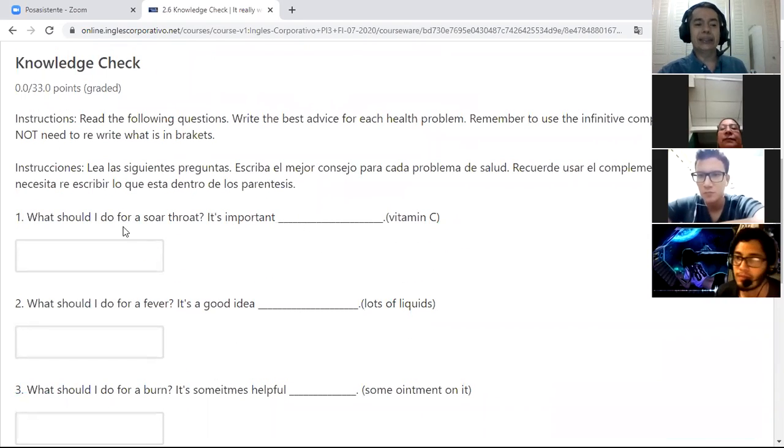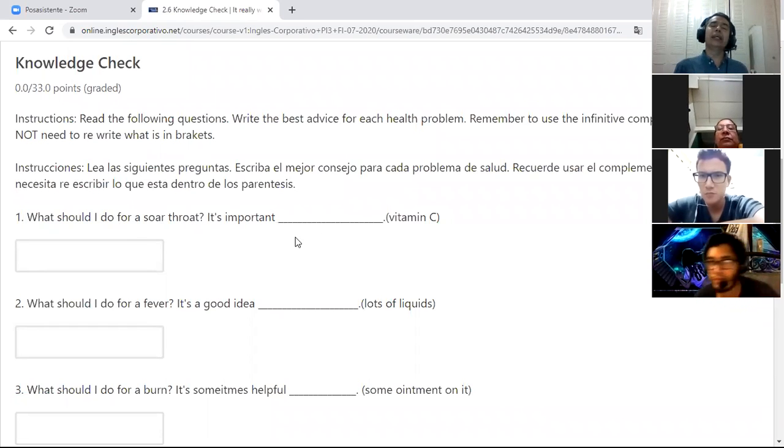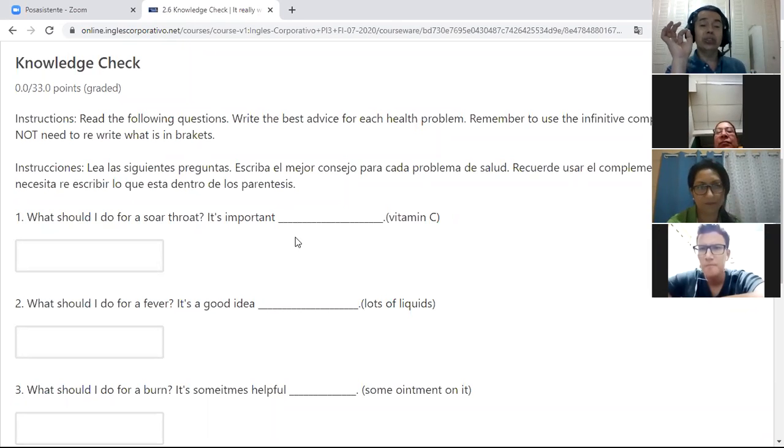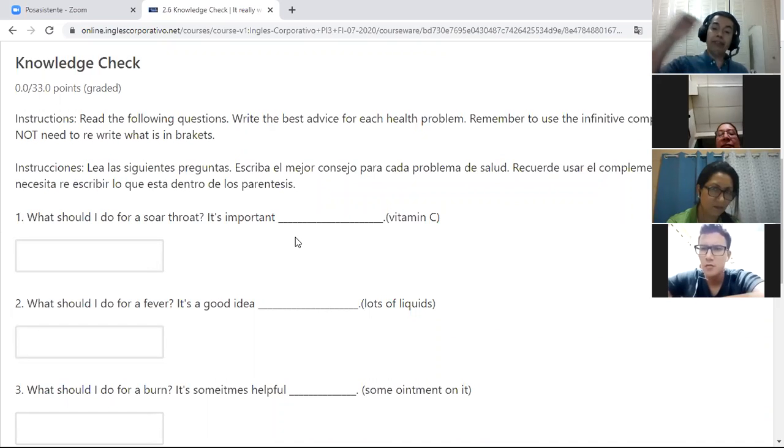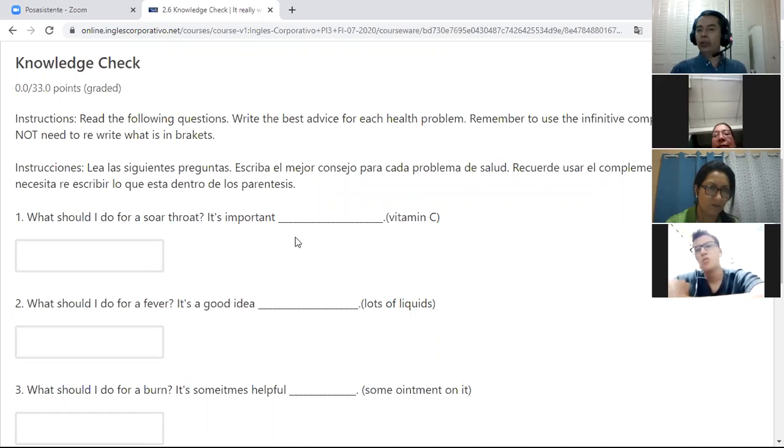And then the rest. What should I do for a sore throat? It's important. Okay, for example, right? What should I do for the flu? It's important to get medicine, for example, right? To get, but don't forget to use the preposition to, and then the verb, right? To get, to put, to drink, etc., right?